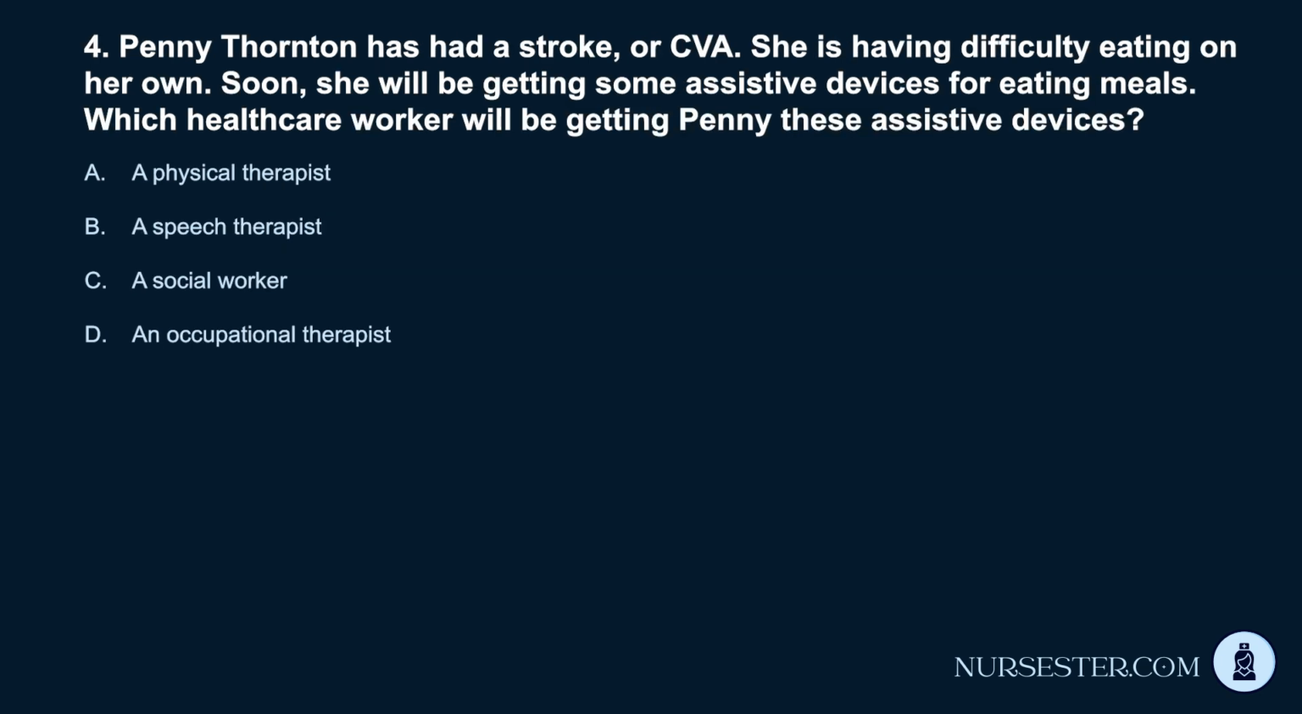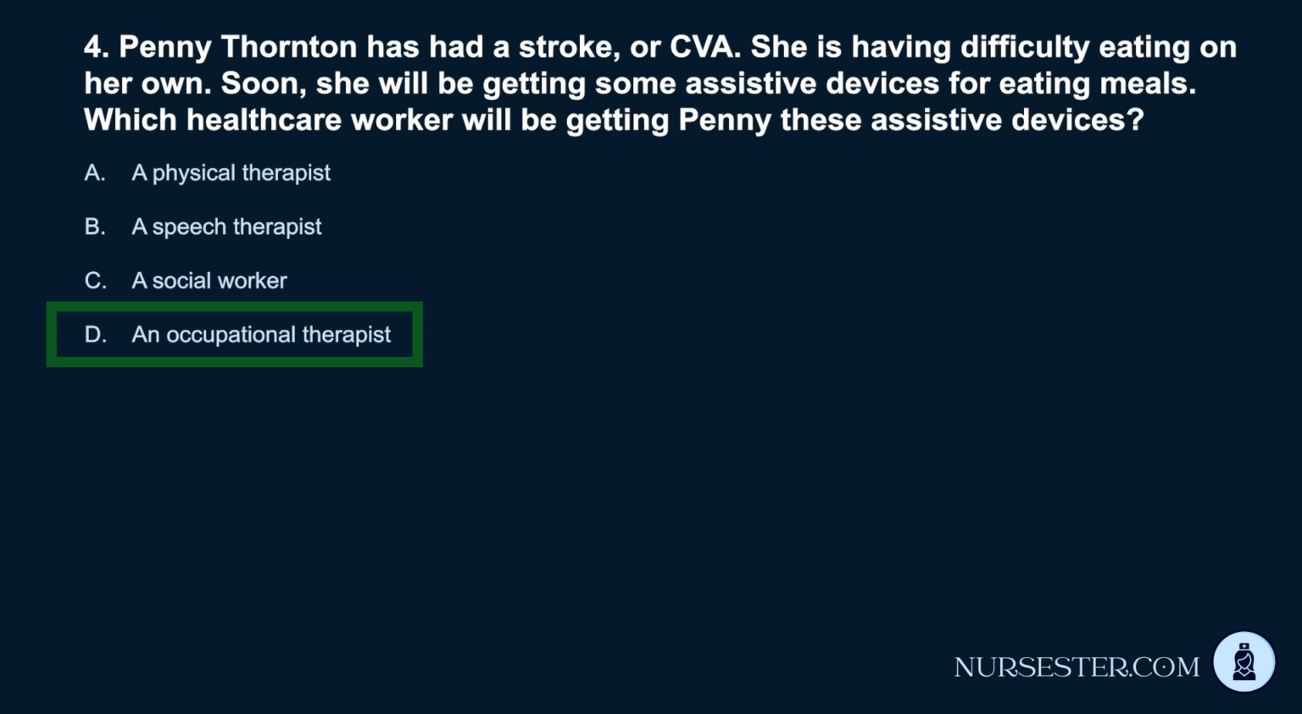4. Penny Thornton has had a stroke, or CVA. She is having difficulty eating on her own. Soon, she will be getting some assistive devices for eating meals. Which healthcare worker will be getting Penny these assistive devices? A. A physical therapist. B. A speech therapist. C. A social worker. D. An occupational therapist. Correct answer: D.